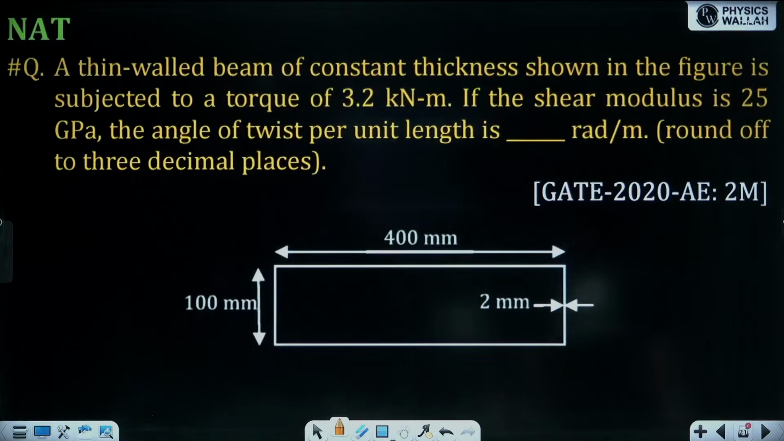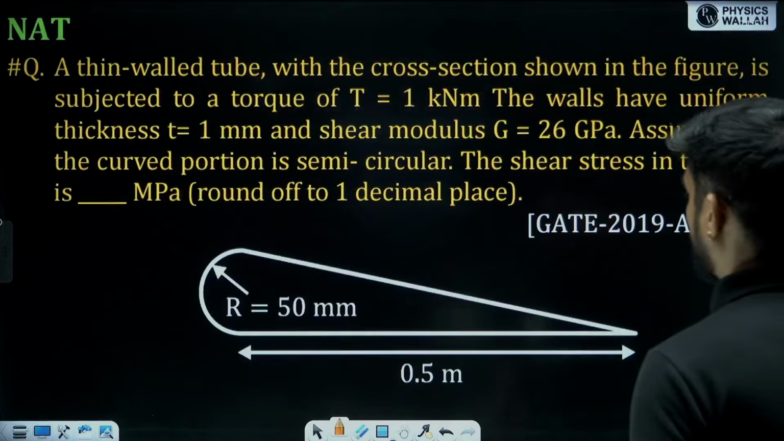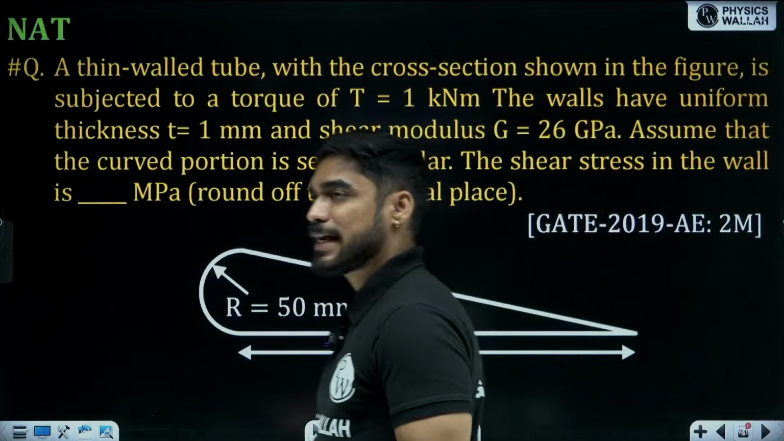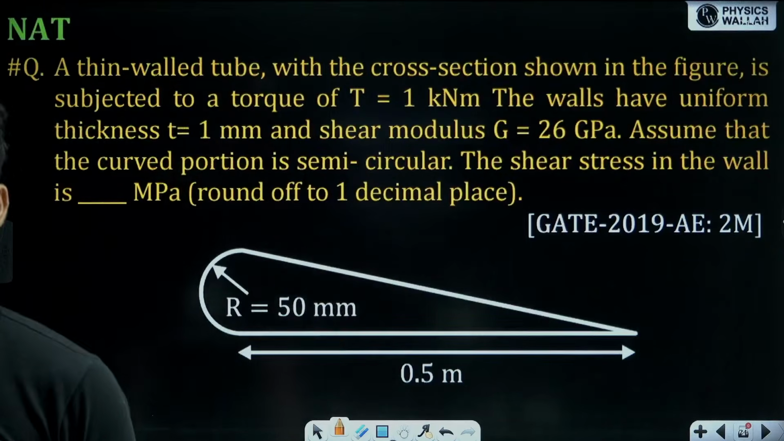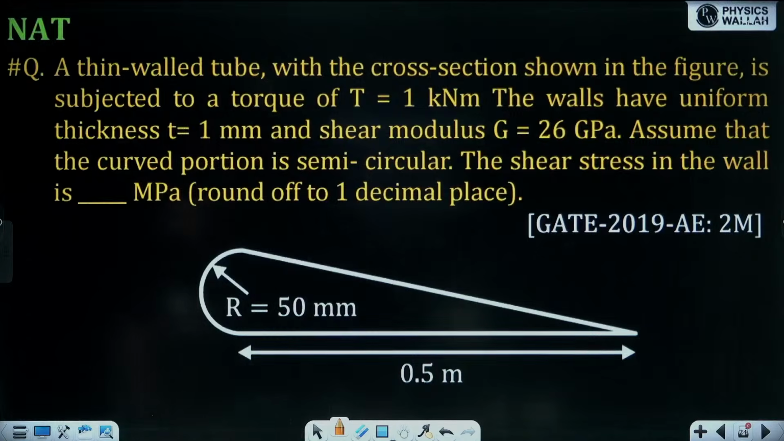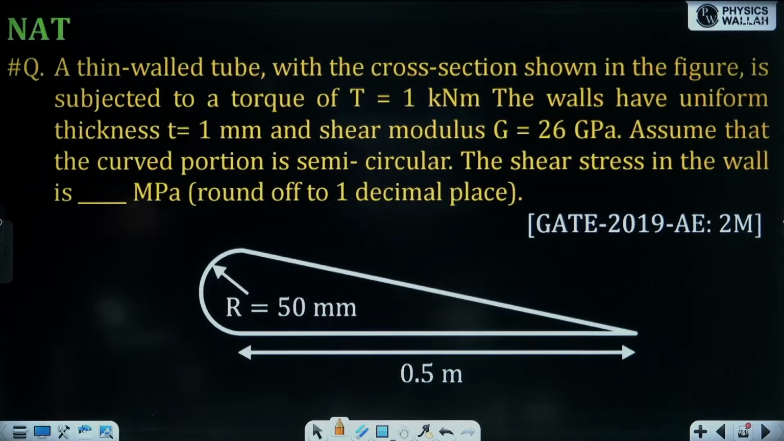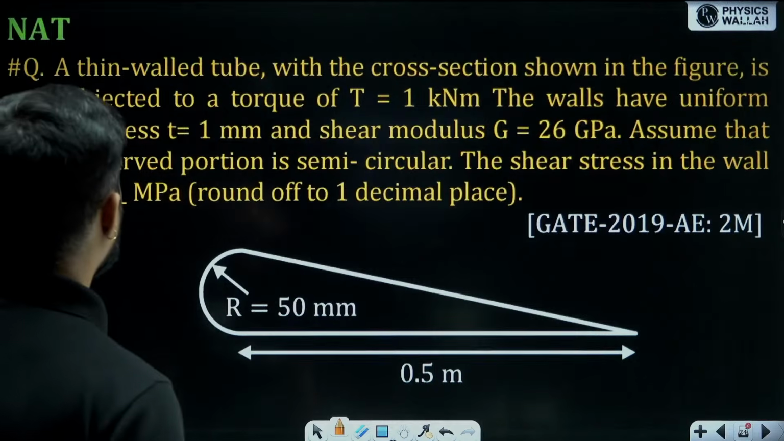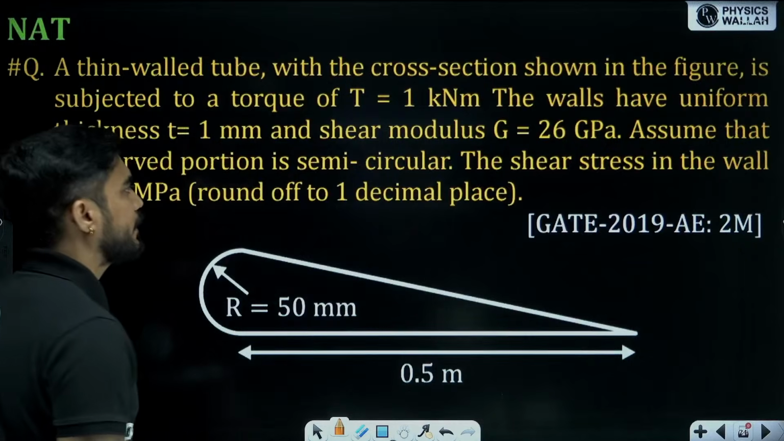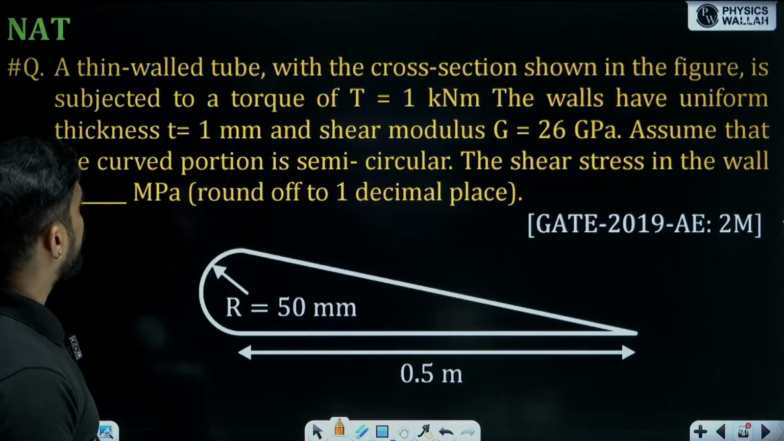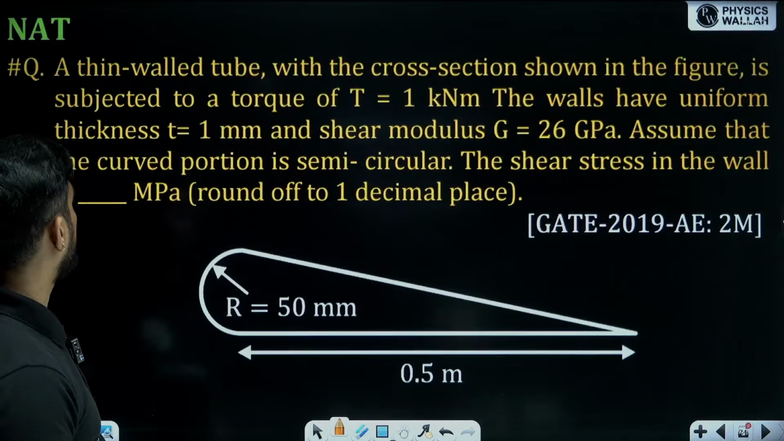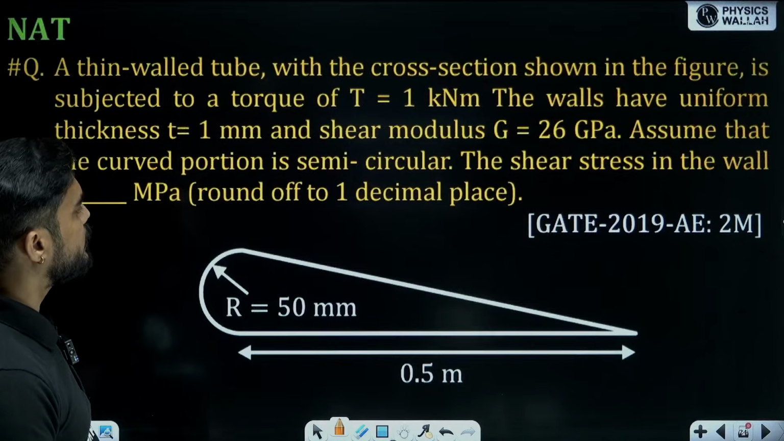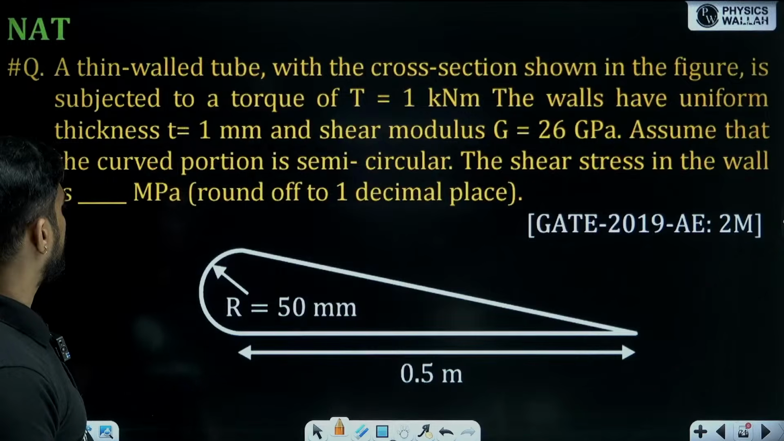Let's move on to another question, and this was again from GATE 2019. A GATE 2019 2 marks question. Let's solve this. A thin walled tube with cross section shown in figure is subjected to a torque of 1 kilonewton meter. Walls have uniform thickness of 1 mm and shear modulus 26 gigapascal. Assume the curved portion is semicircular. The shear stress in the wall is?